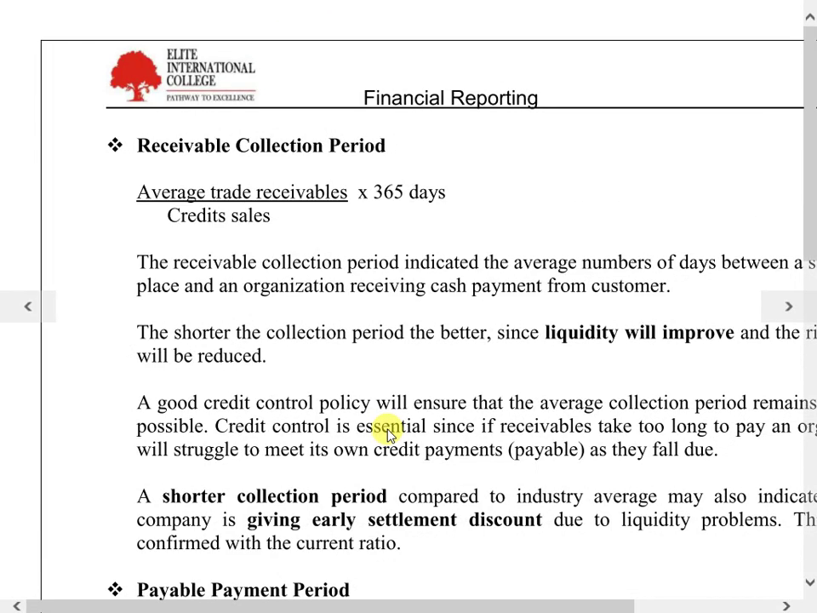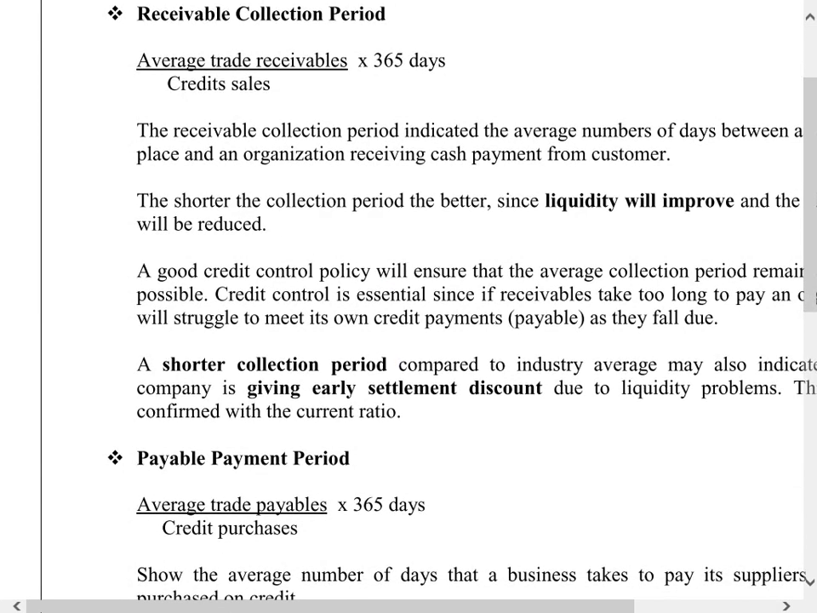Trade receivables divided by credit sales times 365. If you want it in months, you times 12 only. If they give you total sales with cash sales, make sure you take out the cash sales. We divide only by credit sales. And for payable, same thing, because a credit purchase gives rise to trade payable. Cash purchase does not give rise to payable.